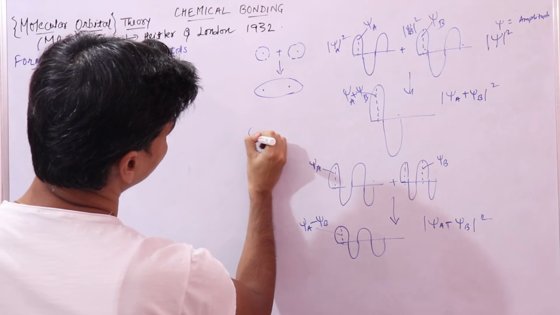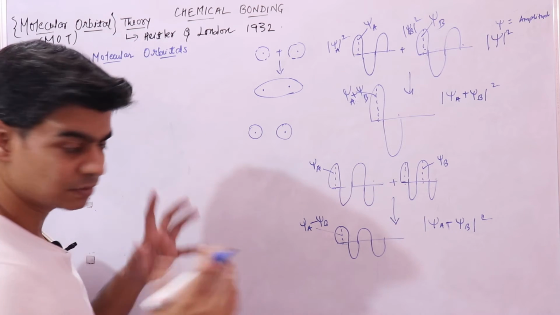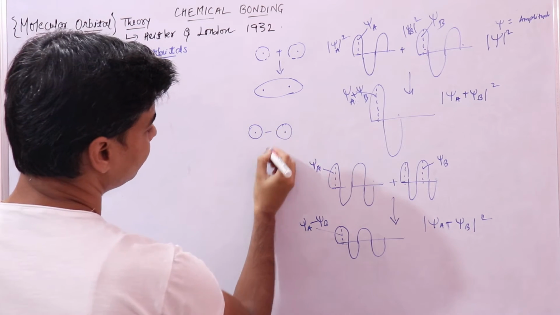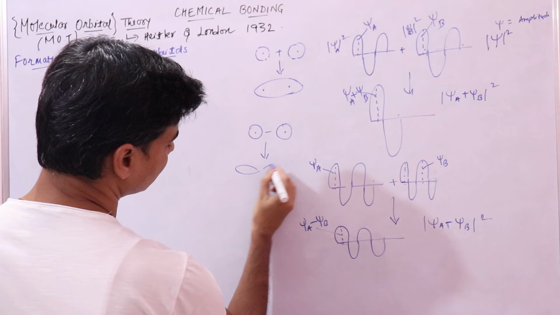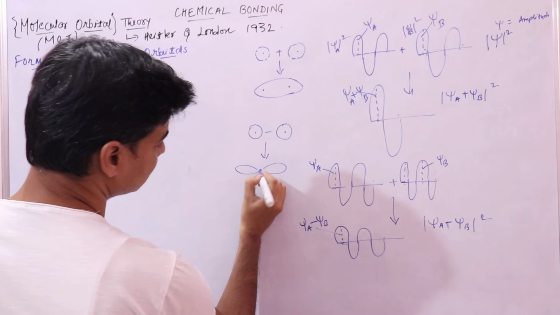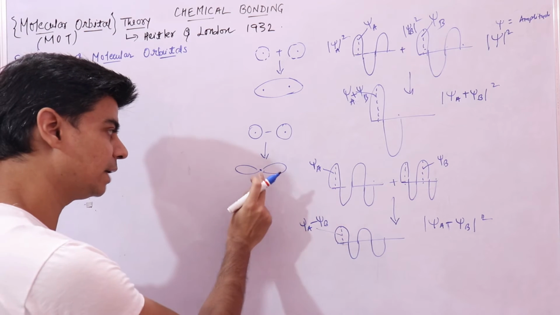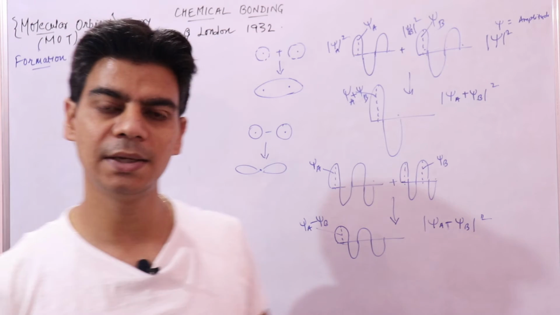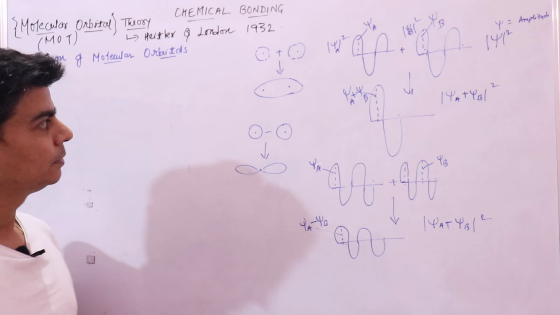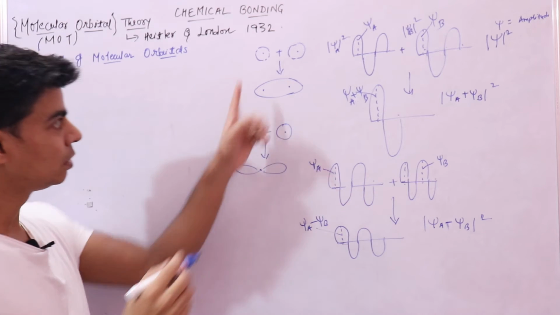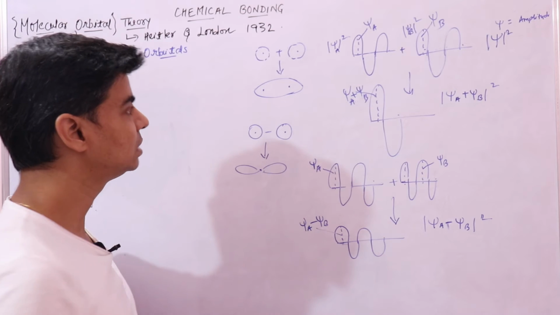Similarly, if these two meet destructively, right, we will subtract one from the other, and what you get is a smaller orbital, right, with a node between. What is this node? At this point, the probability of finding the electron is 0. You will never find the electron here. So here, this orbital is spread over both the atoms, right, and these two points represent the nuclei of these two atoms.